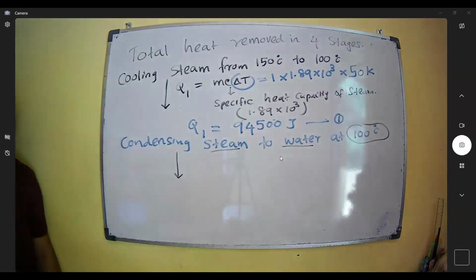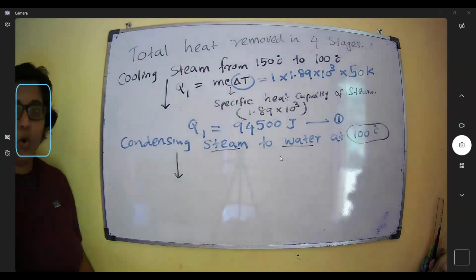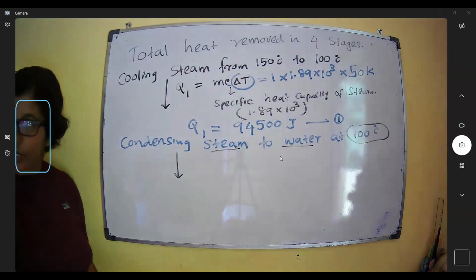So there is no temperature difference. Then what is happening? 100 Celsius steam converts to water. It is also at 100 Celsius. Then you can understand there is no delta T. There is no temperature change.